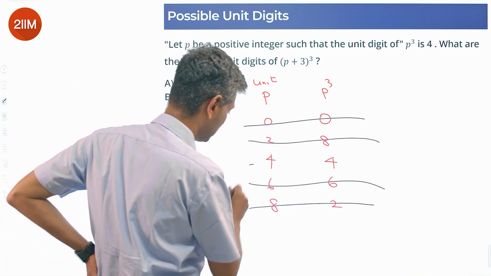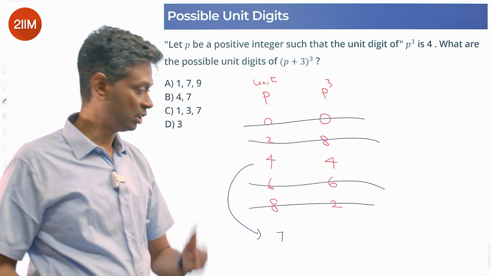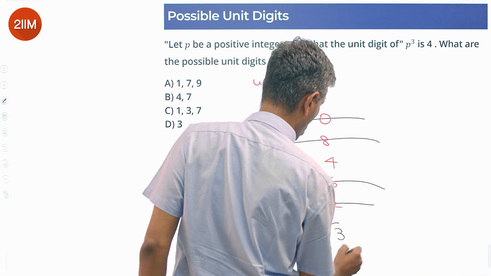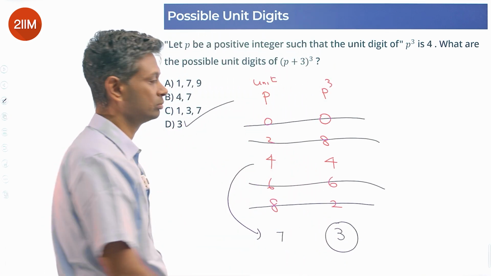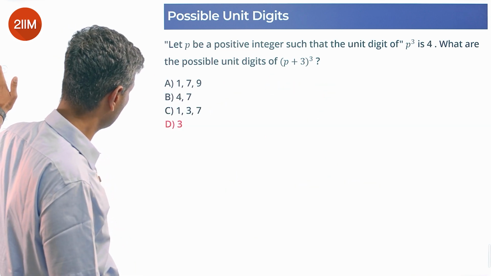P plus 3 will end in 7. 7 cube will end in 7, 49, 343, it ends in 3. Only possible value is 3, and true. Freebie, absolute freebie. We're basically saying take this mark.